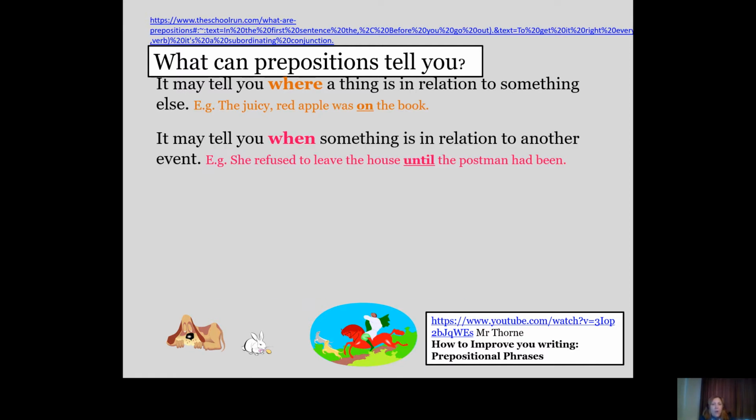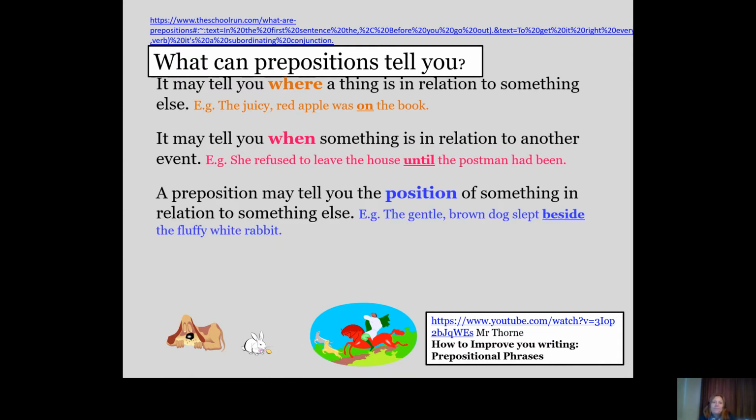It might tell you when something is in relation to something else. So she refused to leave the house until the postman had been. She refused to put on her shoes until after she got on her socks. Okay, it's telling us about the order of things. So it gives us more information. It just gives us more information about what's coming and the position of that in time or in place.